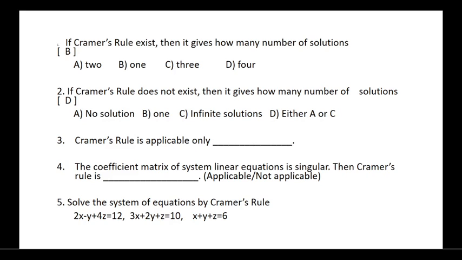So after writing the given system of equations in the form AX equals B, we have to find delta first. Delta is nothing but the determinant of the coefficient matrix. So, the determinant of 2, minus 1, 4, 3, 2, 1, 1, 1, 1. In the previous sessions, we have learned to find the determinant of a matrix A.